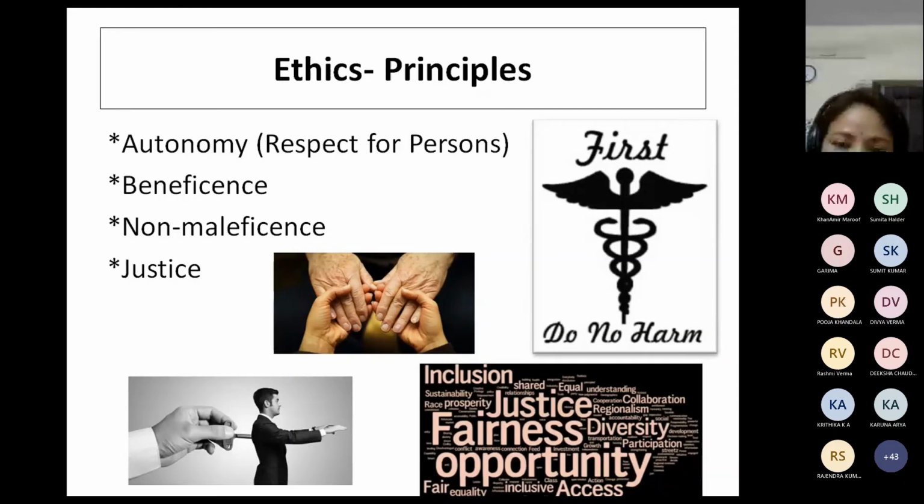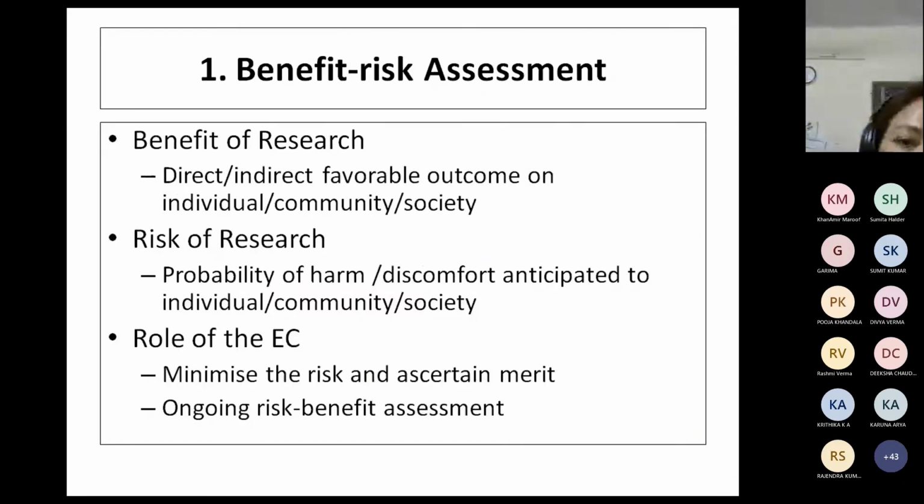So what happens when your proposal goes through an institutional ethics committee? The whole purpose of this is basically to assess the benefit risk ratio. The benefit of research could be direct or indirect, and it could be at the level of the individual, or at the level of the community or the society. Similarly, there is a risk which is inherent in any type of research. So the role of the ethics committee is to minimize the risk and to ascertain what merit could be derived from the research. And it is not a single point process. It is an ongoing risk benefit assessment. It's always an ongoing process.